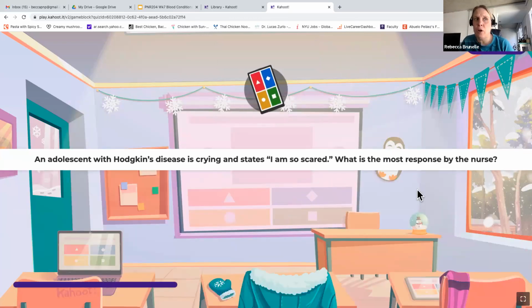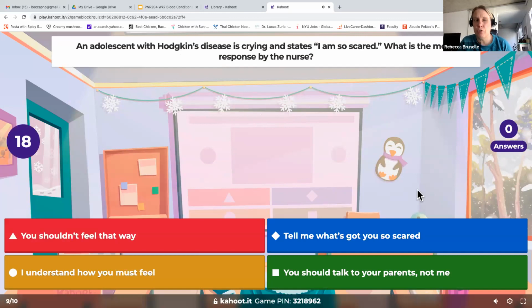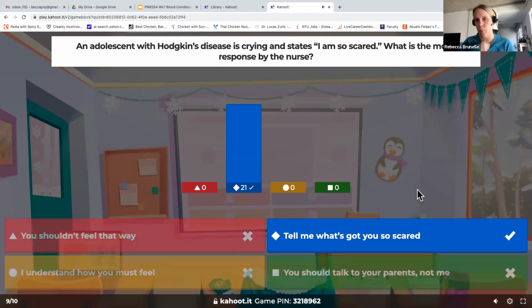So an adolescent with Hodgkin's disease is crying and states, "I'm so scared." What's the best response by the nurse? "You shouldn't feel that way. I understand how you must feel. Tell me why you're so scared, or you should go talk to your parents, not me." All right, very good. So you want to have open communication, encourage her to express her feelings. Awesome.